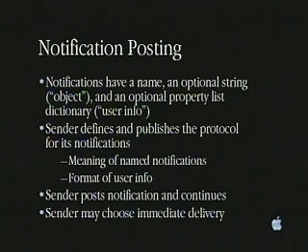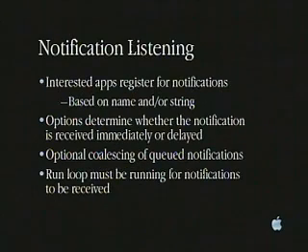And when the sender wants to send one of these notifications, it simply posts it and goes on its way. It may choose whether the notifications are going to be delivered immediately or not. The receivers, if anyone on the system wants to receive such a notification, simply registers to receive it. The sender doesn't have to know anything about them. You register based on the name, optionally also the string representing the sender. And you can choose whether you want to receive these notifications immediately or whether you want them to be delayed.